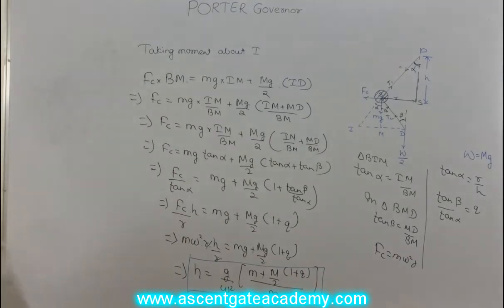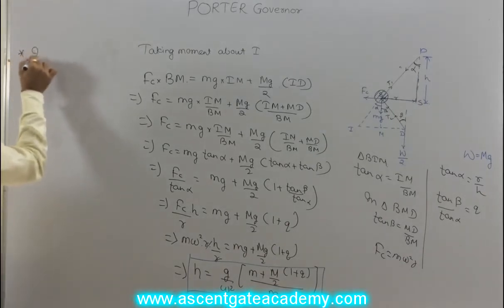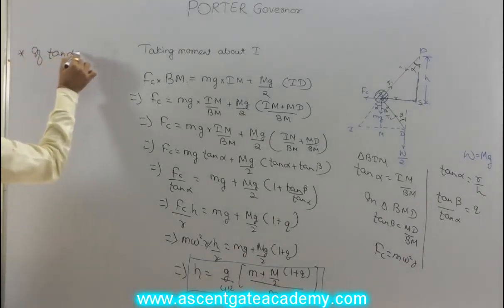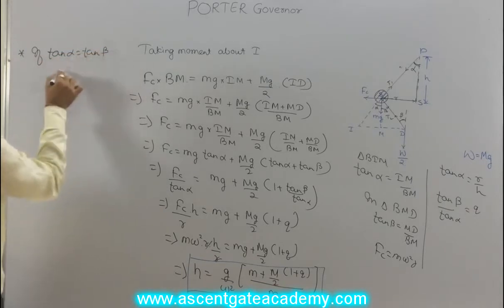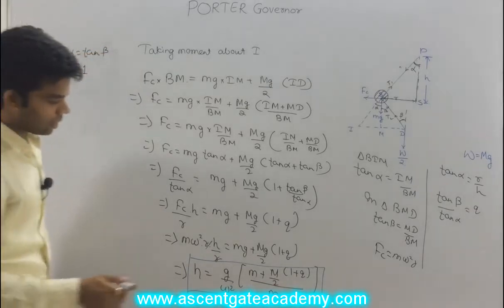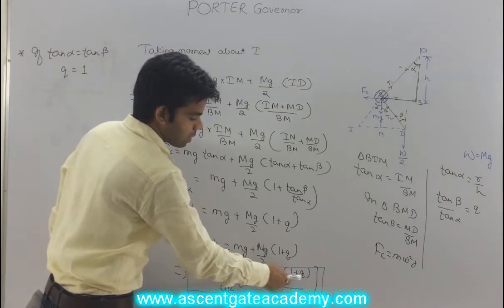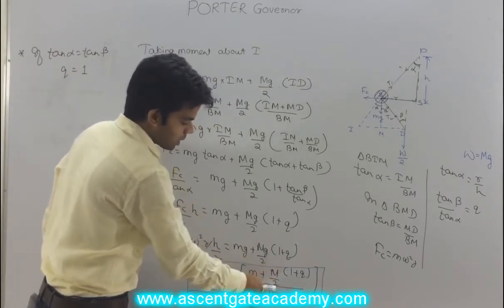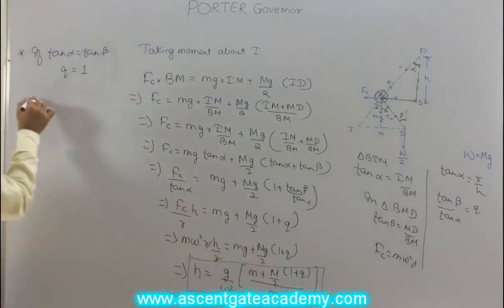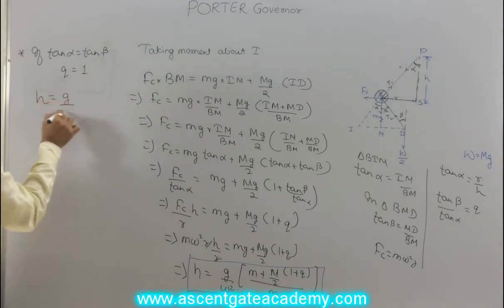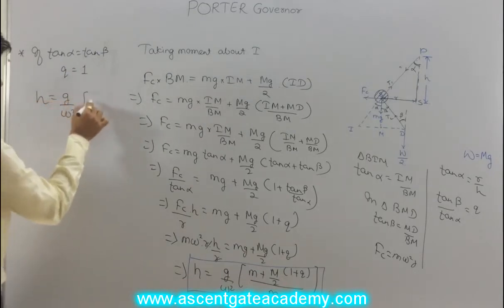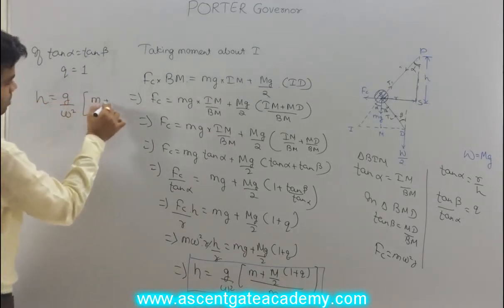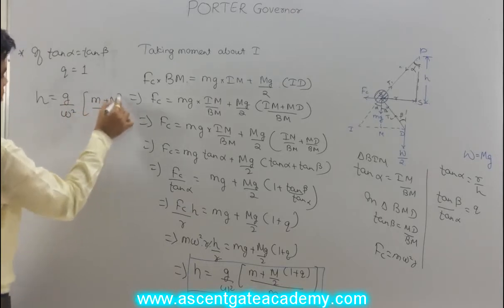Okay. Now putting the condition, if tan alpha is equal to tan beta, or you can say if q is equal to 1, what will happen? This will be 1 plus 1, which is equal to 2. This 2 gets cancelled out. So the final expression will be h is equal to g by omega square into small m plus capital M upon small m. That's it.